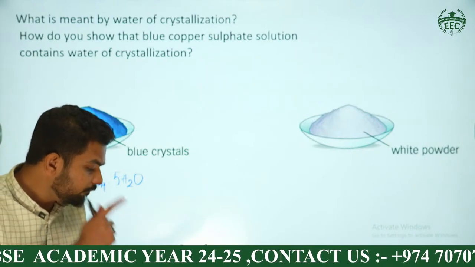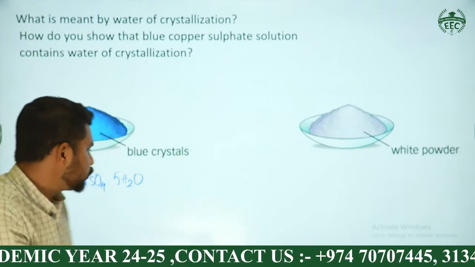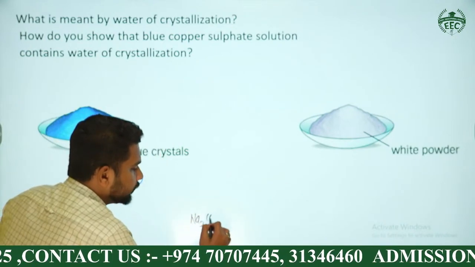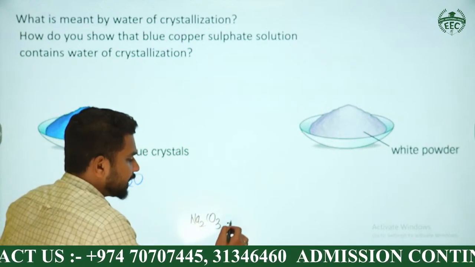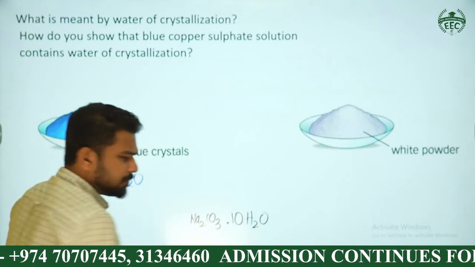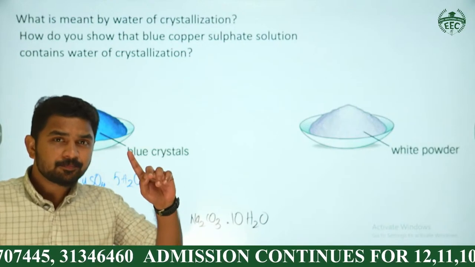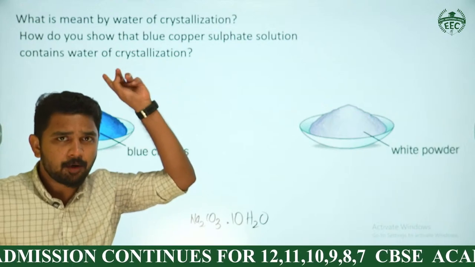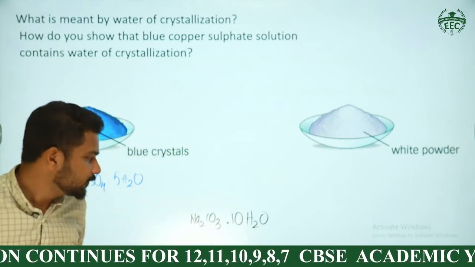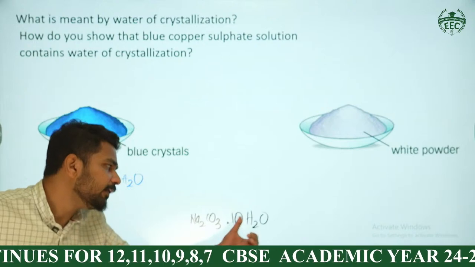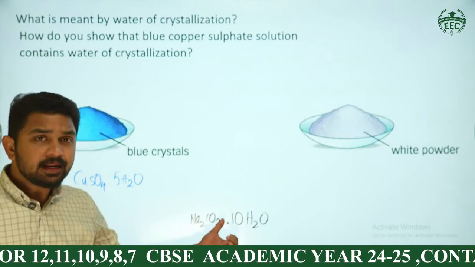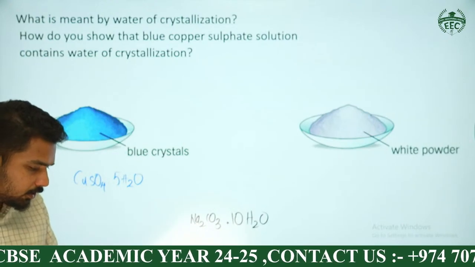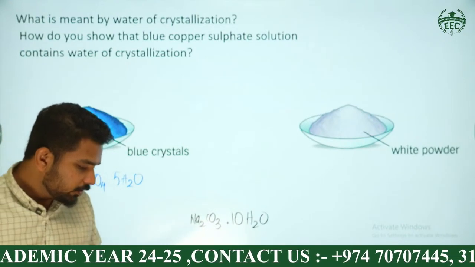Yes, very good, Jaden. Na2CO3.10H2O. Very good. I'm also writing some other example. Na2CO3, sodium carbonate, will exist as decahydrate. What do you mean by decahydrate? Deca, D-E-C, we have studied it in the nomenclature of carbonate compounds. Dec is indicating 10, right? So decahydrate means there will be 10H2O. So sodium carbonate exists as Na2CO3.10H2O. Any other answers? Yes, very good, Jaden.